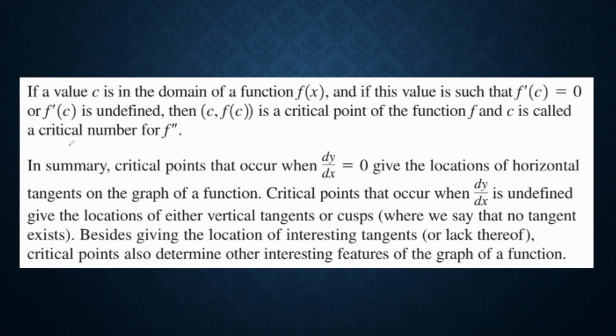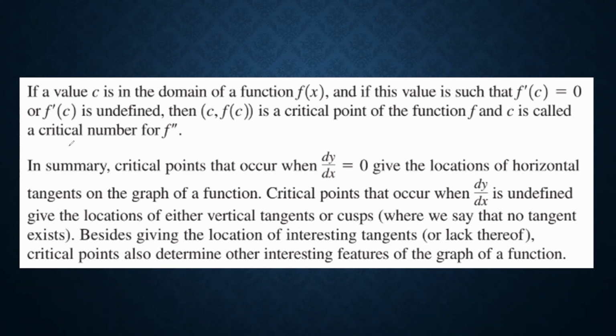In summary, critical points that occur when dy by dx, the derivative, equals 0 give the locations of horizontal tangents on the graph of a function, right? So when the derivative equals 0, it's a horizontal tangent line. Remember. On the other hand, critical points that occur when the derivative is undefined give the location of either vertical tangents or cusps.